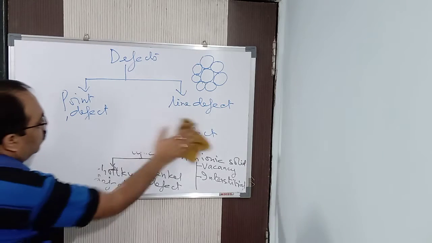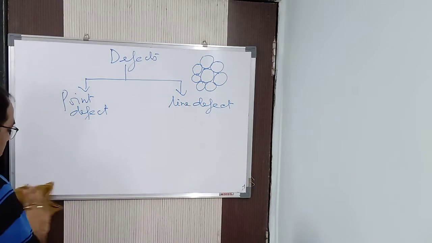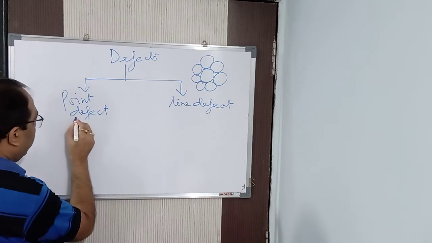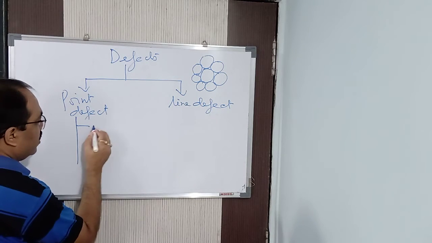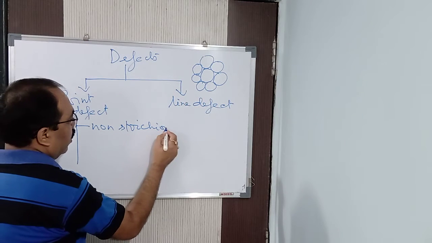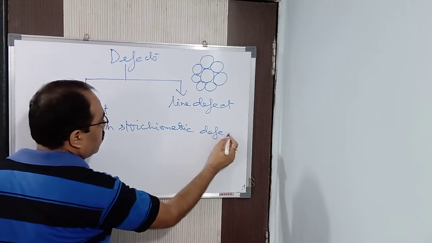Now we will come to the non-stoichiometric defect. Under point defect only it comes. The first one we have discussed with you. The second one is the non-stoichiometric defect, I should say.